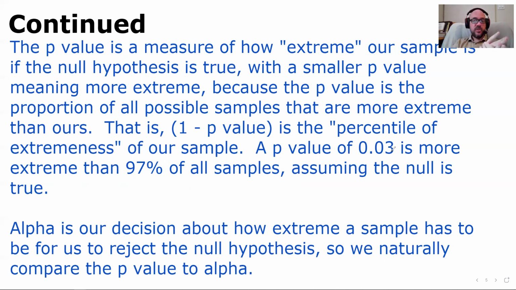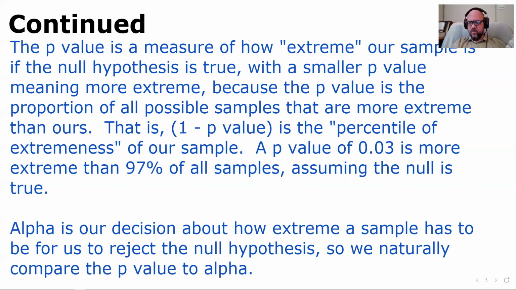Well, if alpha is 5%, and we're saying that we're willing to be fooled by the 5% most extreme samples, and we get a p-value of 3%, then we're saying that that's one of the 5% most extreme samples. So we're going to reject the null hypothesis if we get a p-value of 0.03, assuming we've set our alpha to 5%. So that's why we compare the two things.